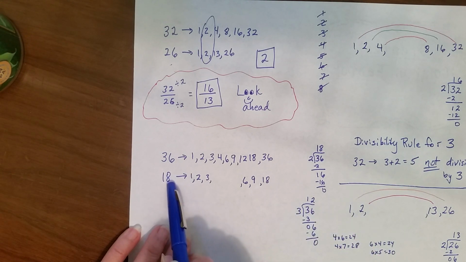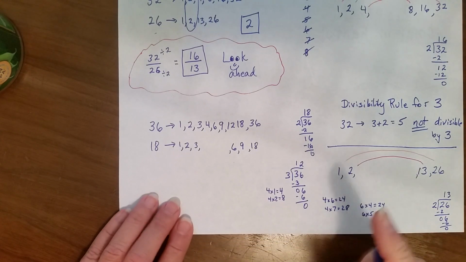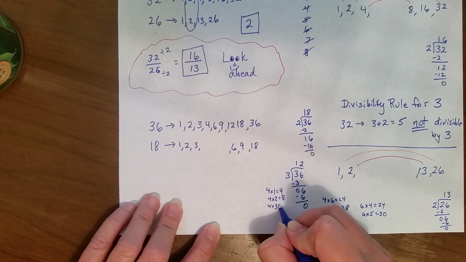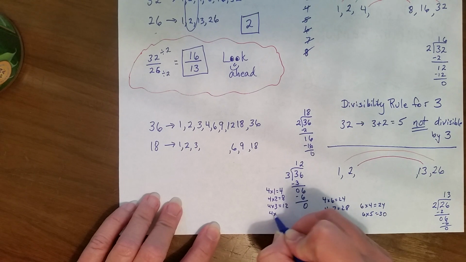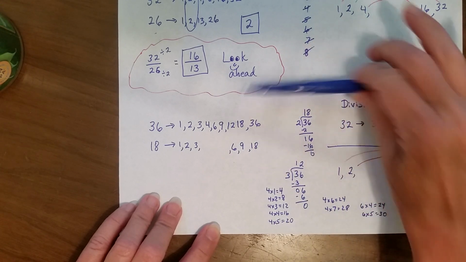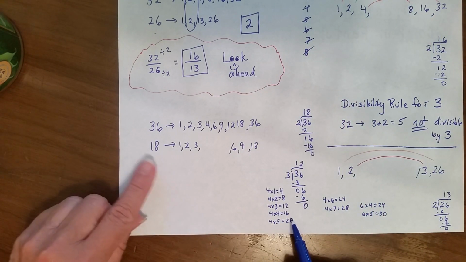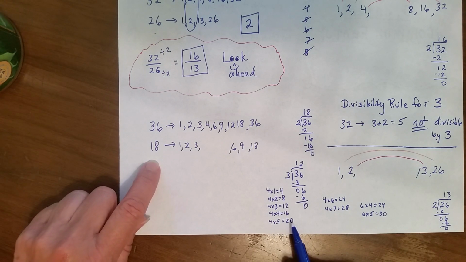Is it divisible by 4? No, because if we look at our multiplication tables, 4 times 1 is 4. 4 times 2 is 8. 4 times 3 is 12. 4 times 4 is 16. 4 times 5 is 20. There you go. 4 times some number never equals 18. So 18 is not divisible by 4.